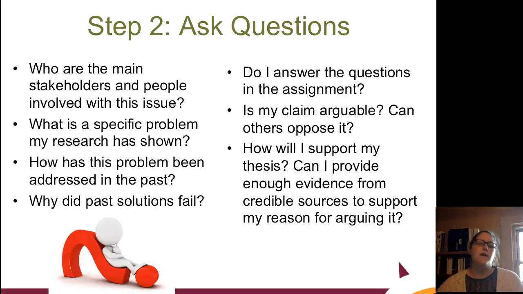Next, we want to look at questions around the structure of your essay, specifically how you compose your proposal solution. Do I answer the questions in the assignment? That's the first one. Is my claim arguable? We've talked about strong thesis statements. You want to make sure others can oppose it. How will I support my thesis? Can I provide enough evidence from credible sources to support my reason for arguing it? If you can't, look at revising to a solution and thesis that you can.